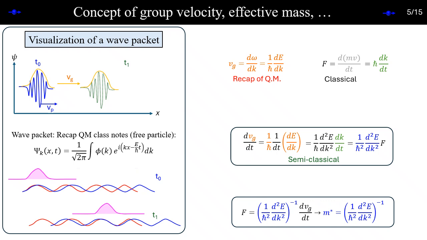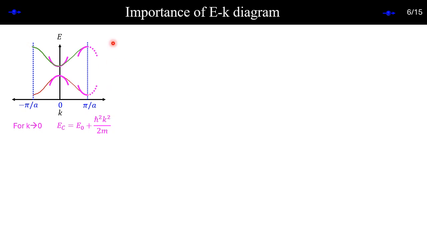Now let's take some examples. This is the standard E versus K that we have, and we approximate, like a parabolic approximation here and there, and in between we have some variation. This is a schematic. This typically happens in semiconductors. If this type of EK relation is given, can you plot Vg as a function of K, meaning dE by dK? Simple. What will you get?